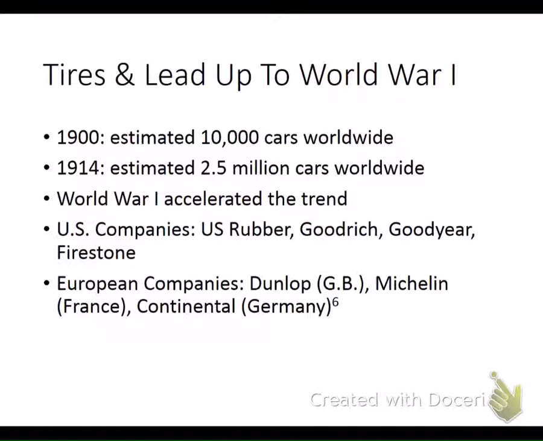To give you a sense for how much tire production ramped up leading up to World War I, which is thought to have accelerated the trend, it's estimated there were about 10,000 cars worldwide in 1900, and by 1914 about 2.5 million cars.